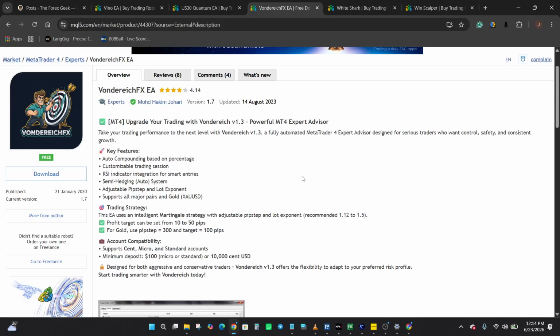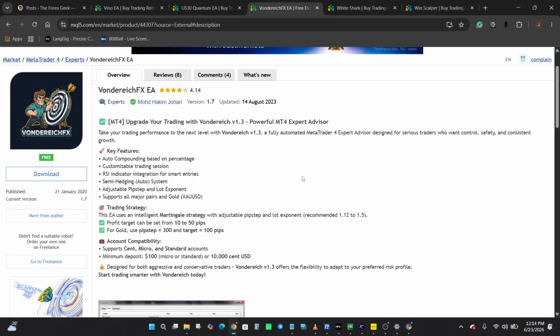The description also mentions RSI integration for trade entries. According to the developer, the relative strength index is incorporated into the system to help identify trading opportunities. In addition, the EA includes a semi-hedging automatic system, which forms part of its overall trade management approach.